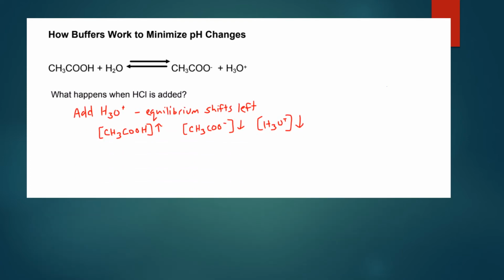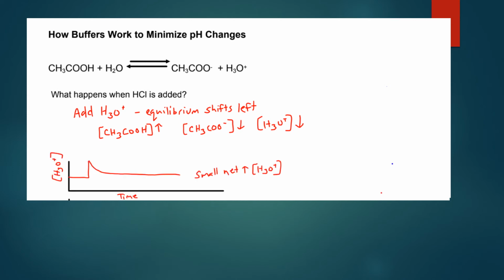When the hydrochloric acid is added, what we're actually doing is increasing the concentration of hydronium. So that's going to shift equilibrium to the left. Shifting equilibrium left will increase the concentration of the acetic acid, the CH3COOH. It will decrease the concentration of the acetate ion, and it will decrease the concentration of the hydronium ion. So adding HCl, we're going to decrease the concentration of the hydronium ion, resisting that change in pH.